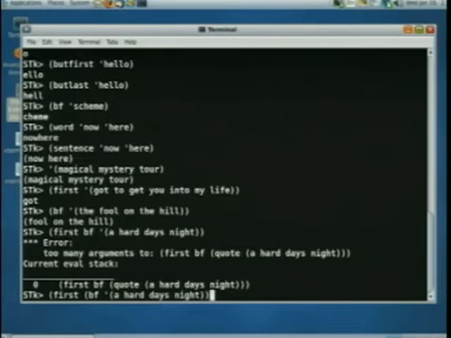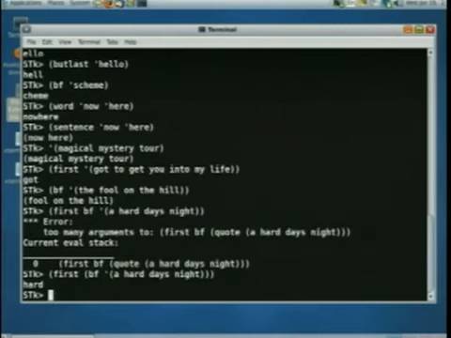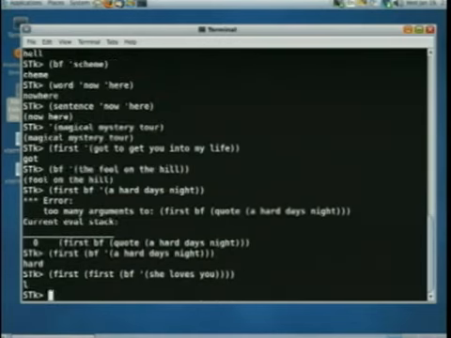Programming in Logo too long. There we go. So first of but first, what does that do? Well, but first of a hard day's night is hard day's night, and first of hard day's night is hard. Right? How about first of first of but first of she loves you. What am I going to get? L, yeah. First letter of the first word of all but the first word. Oh, she loves you. Okay?